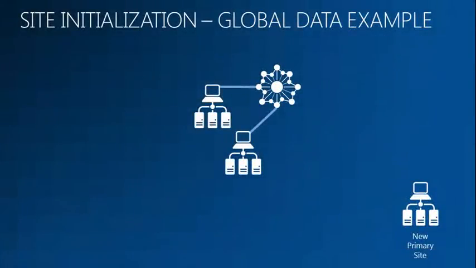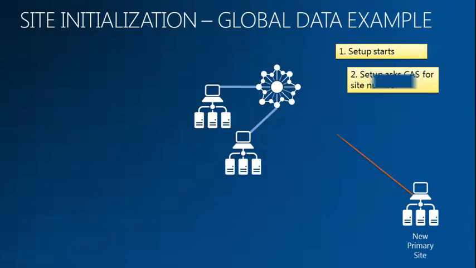Site initialization. Site initialization is important because that's the very first thing that happens when you install a site. So we've got our new primary down at the bottom. Setup starts. It'll ask the CAS for what's called the site number. Of course, you're immediately asking, what is a site number? A site number is an internal mechanism for database replication that marks out a site.